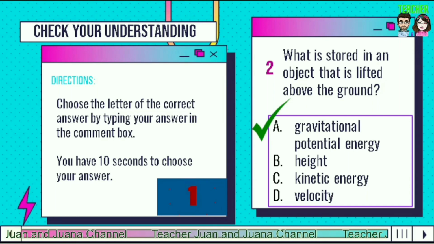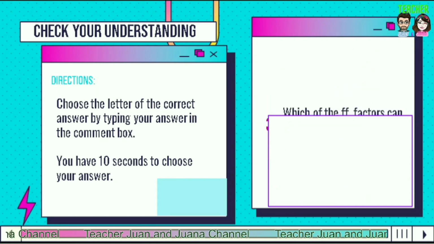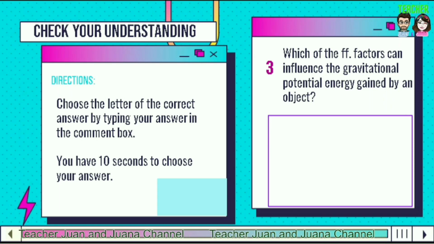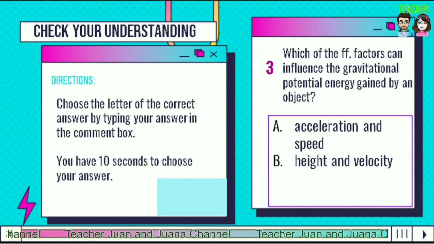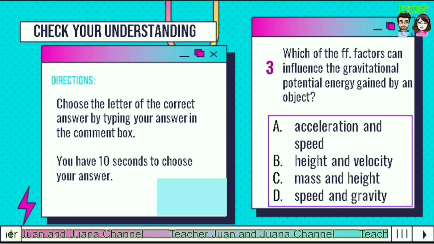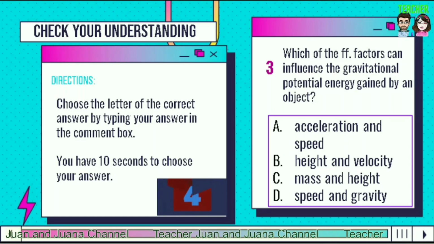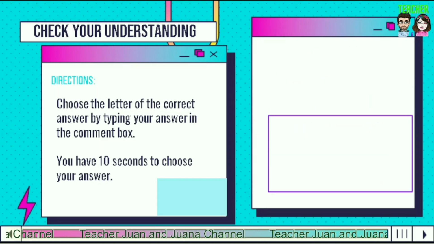If your answer is A, gravitational potential energy, you are correct. Number 3, which of the following factors can influence the gravitational potential energy gained by an object? A, acceleration and speed, B, height and velocity, C, mass and height, or D, speed and gravity. If your answer is C, mass and height, you are correct.